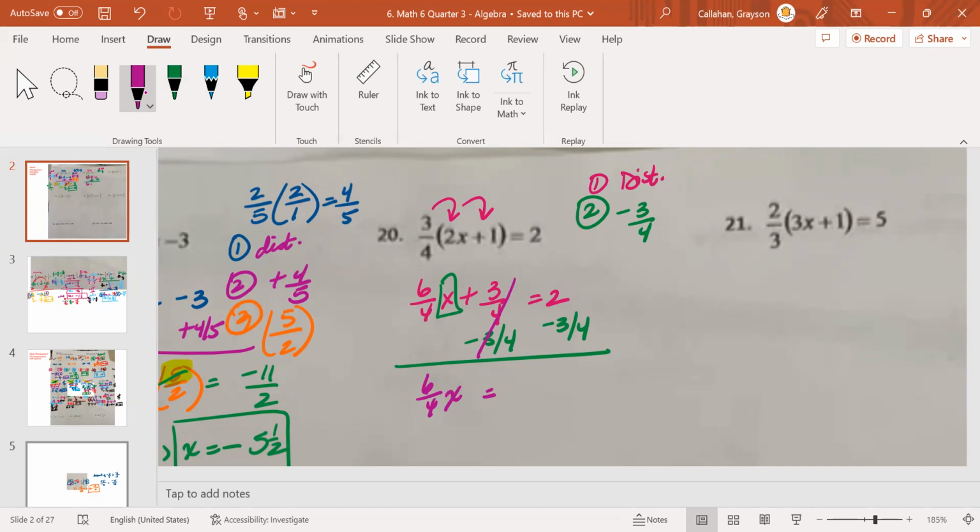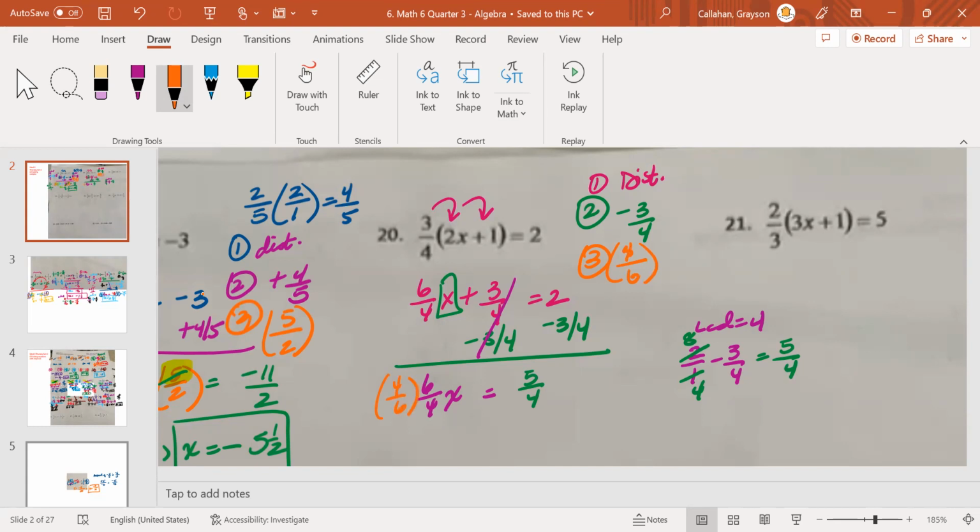This part cancels, bring down the 6/4x. Actually, before you do that, we want to make sure we combine this. So 2/1 minus 3/4, lowest common denominator is going to be a 4. So that means 1 times 4 is 4, 2 times 4 is 8, 8 minus 3 is 5/4. Now you can go ahead and find the reciprocal, which is 4/6, and multiply that on both sides.